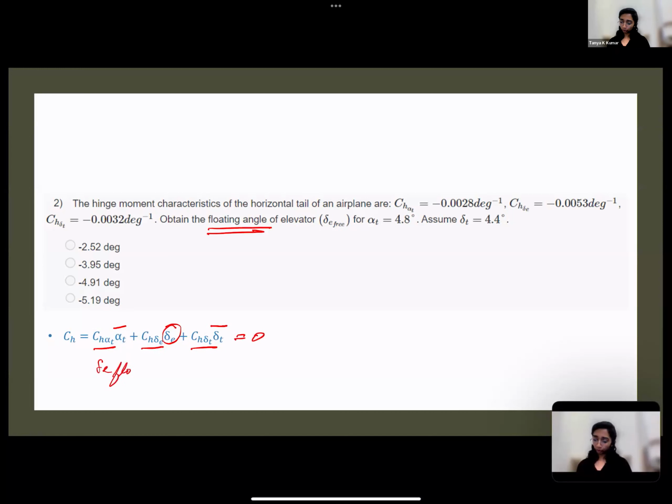Delta E float equals minus CH alpha tail into alpha tail minus CH delta T into delta T upon CH delta E. Delta E free, delta E float, same thing. What is the value? They are all in per degrees and degrees, so you don't really have to convert anything. So direct substitution.